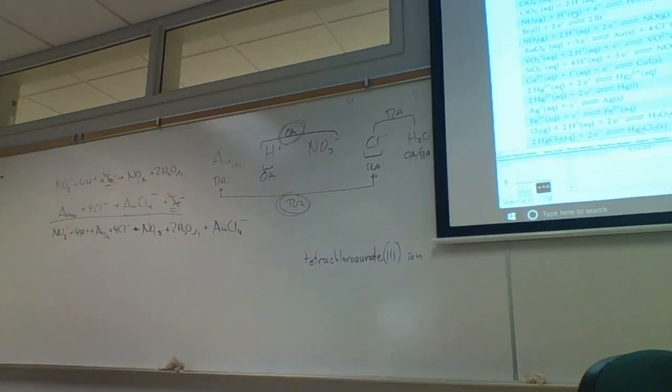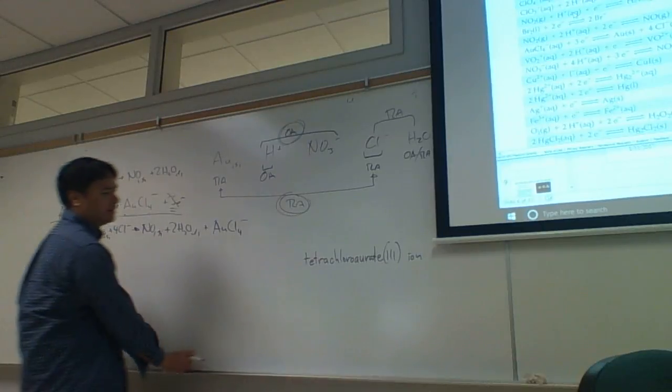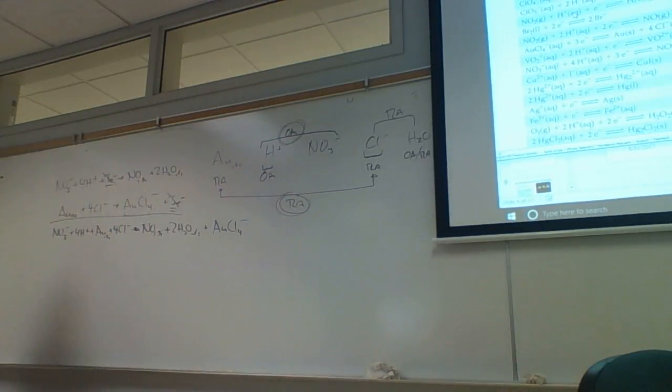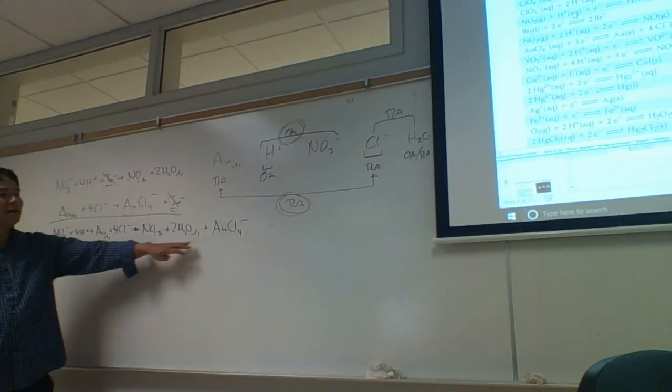Can you name that for me? Maybe I should hide this. What's the name of that? Tetrachloroaurate, Roman numeral 3. Tetrachloroaurate. And so what that's going to do is it's going to help stabilize things, right?